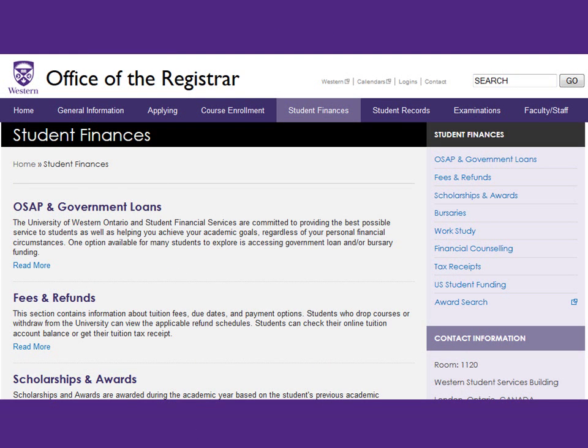Finances are an important component of your decision to attend Western. For more information, please see the Student Finances section on the Office of the Registrar's website.